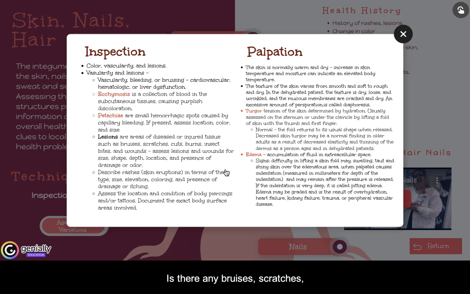Look for lesions. Is there any bruises, scratches, cuts, burns, insect bites, wounds? Assess the lesions, if they have any, for size, shape, depth, location, presence of any drainage. Are they draining? Is there any odor coming from them? Look for rashes, see what kind they are. Look at the type, if they're elevated or not, where they are. Is there any drainage or itching? Assess the location and condition of body piercings and tattoos, right? And document these things in their record.